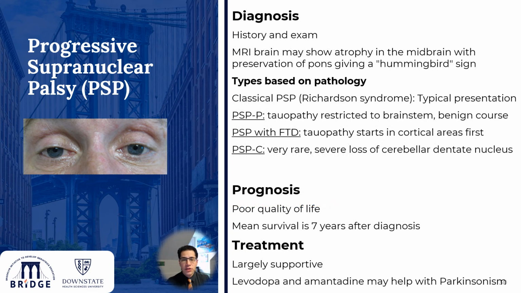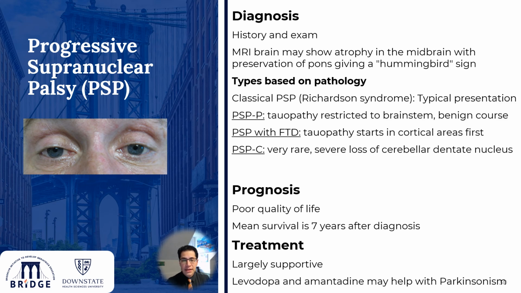So the diagnosis is usually based on history and exam. The MRI may show atrophy in the midbrain with the preservation of the pons, which is called the hummingbird sign. There are different types based on the pathology. So there is the classical PSP, which presents with the typical presentation that we just mentioned.